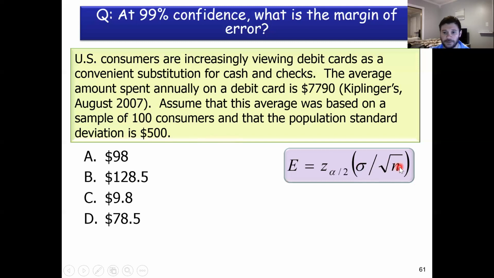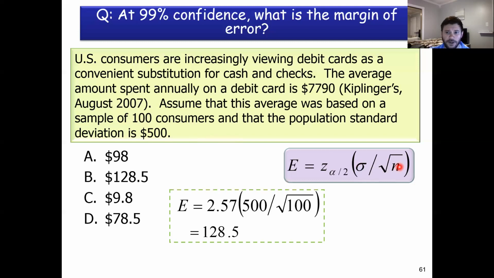So from this point, it's pretty much plug and chug, substitute those values in, and you should find a margin of error. If you want to pause the video and calculate it yourself, you're more than welcome to at this point. But you should find that this comes out to 128.5.